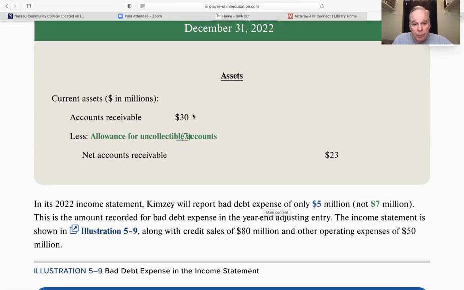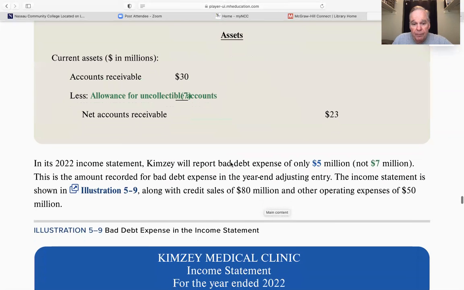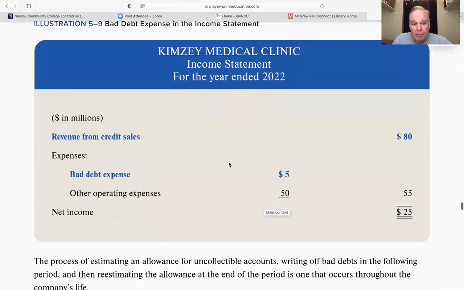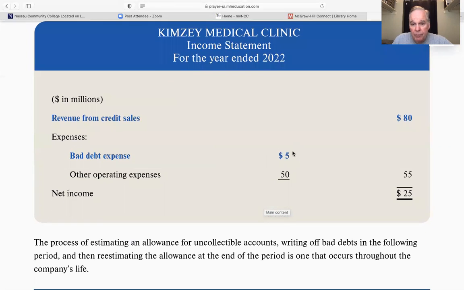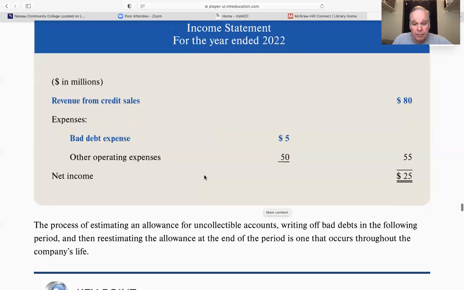Accounts receivable, 30 million. The allowance for uncollectible is 7. It's kind of blurry here. My net is 23. And on my income statement, the bad debt expense of 5 will go.